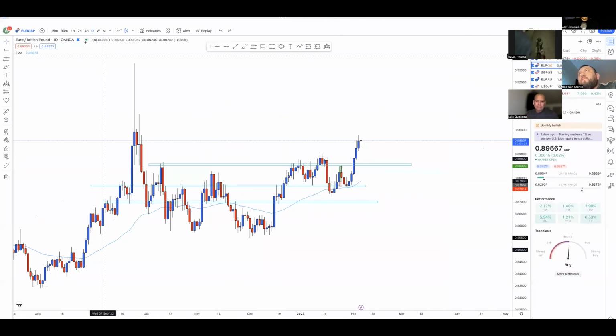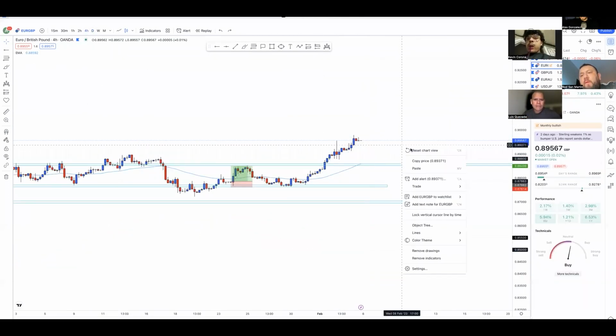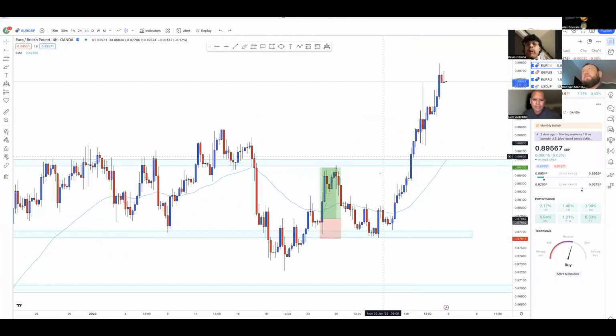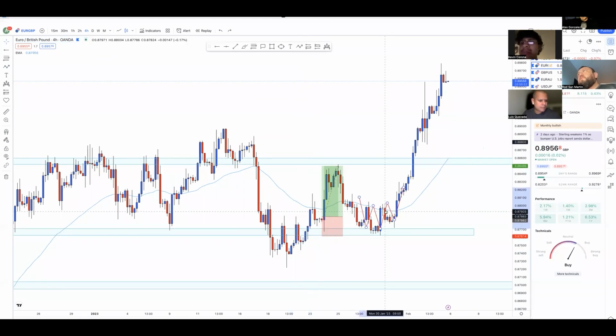If you notice with Euro GBP, exactly what we were looking for last week happened. We had the same exact left head, and then the right shoulder from here happened right here. It never got the pullback to enter the trade. It is what it is.